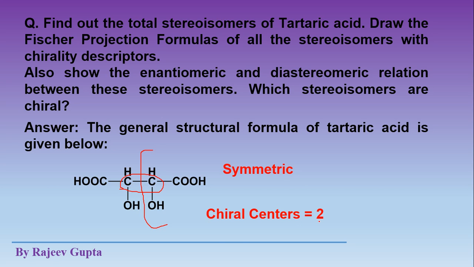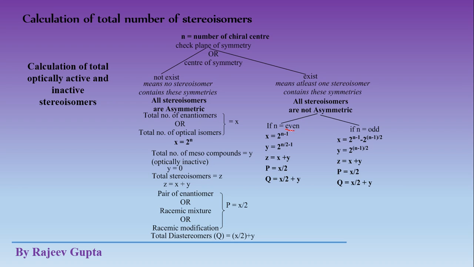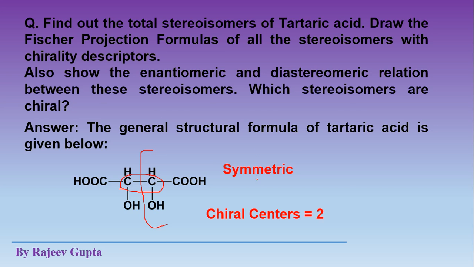So n equals 2, meaning an even number. So we will apply the even number formulas. So what will be the formula? We know that total stereoisomers equals Z. This Z equals x plus y, where x equals 2 to the power n minus 1 and y equals 2 to the power n by 2 minus 1. So the formula is 2 to the power n minus 1 plus 2 to the power n by 2 minus 1, meaning x plus y equals Z. So we will apply this formula here.